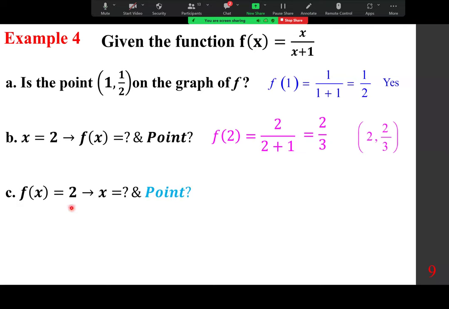F of x equals 2. That means the y coordinate in essence is 2. What is x and what is the point? Well, set x over x plus 1 equals 2, and solve for x. And to do so, we do the cross product. 2 times x plus 1 equals 1 times x.